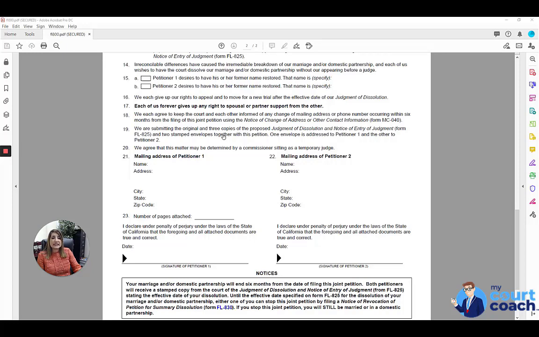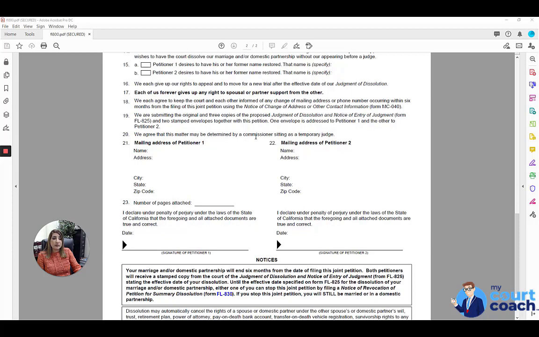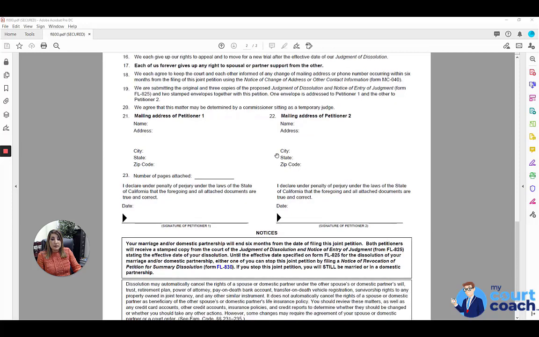Line 20 indicates that you are agreeing that the matter can be determined by a commissioner sitting as a temporary judge. And then in line 21, you're going to list the address for the first party. In line 22, you're going to list the address for the second party. There are a number of pages attached that we have referenced, so total those up and fill that in line 23, and then at the bottom, there's a space for each of you to include your signatures and date this form, and then you can take this to the courthouse along with your judgment of dissolution and notice of entry of judgment for filing and submission.